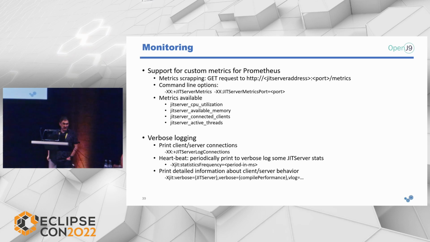In terms of monitoring, I've already shown you that you can connect Prometheus to monitor performance of JITServer. Right now, we only offer 4 custom metrics, but if we find the need, we can easily add some more. We also have an extensive verbose logging mechanism. For instance, I find this option, XX:+JITServerLogConnections, very useful because when you use it, there will be a line appearing in the verbose log when a client connects to a server. So this is an immediate indication that the connection has happened.